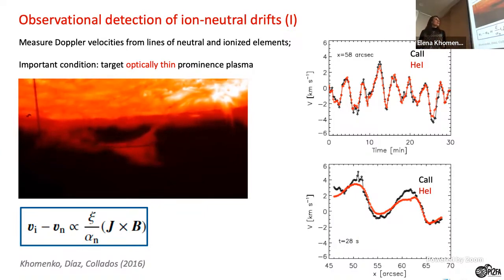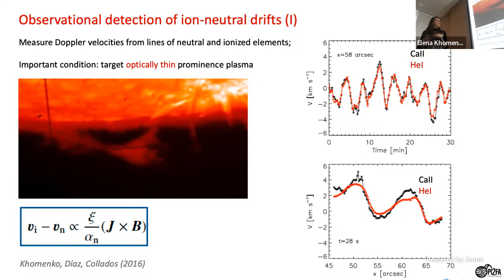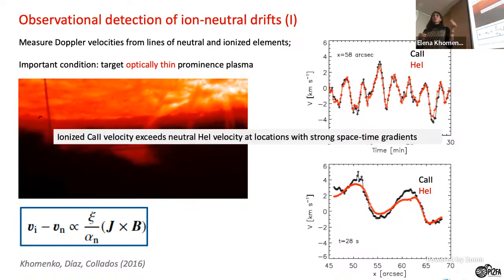Especially if we now consider this velocity not as a function of time, but as a function of the spatial direction along the slit, you may see the same thing again. The helium curve in red goes smoother, and the calcium curve in black goes a little higher than that. So at places where we have strong spatial and temporal gradients, these lines start to behave slightly differently. So that goes in this direction.